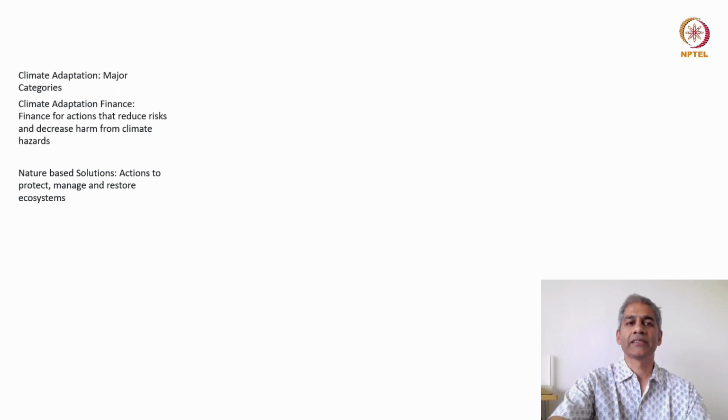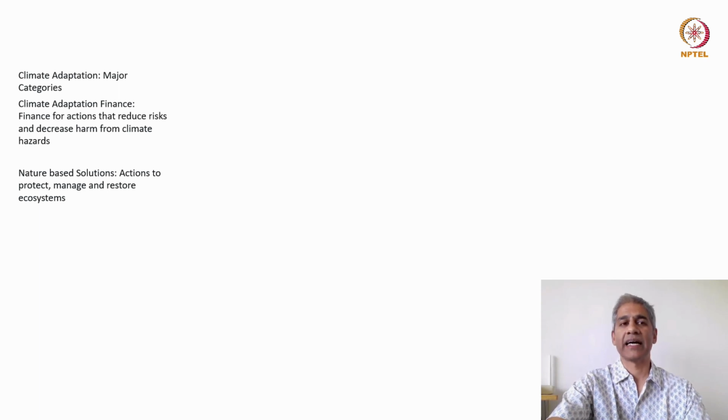So adaptation we can do in two ways. One is that we give governments money or people money or certain communities money so that they can take actions that reduce the risk and decrease harm from present climate hazards or future climate hazards. The other one is quite simple. It is called nature-based solutions. So what are the actions you can take to protect, manage, and restore ecosystems? And this can have multiple benefits, not just for climate.